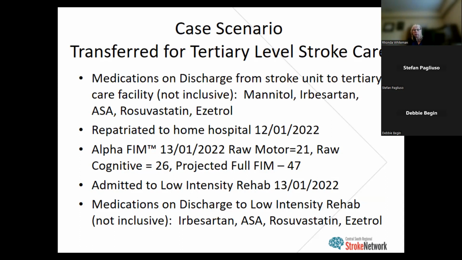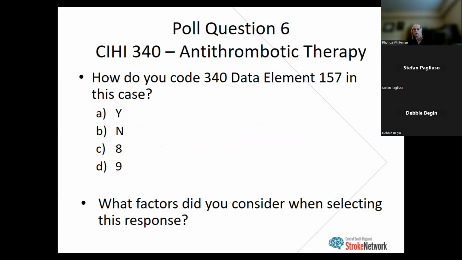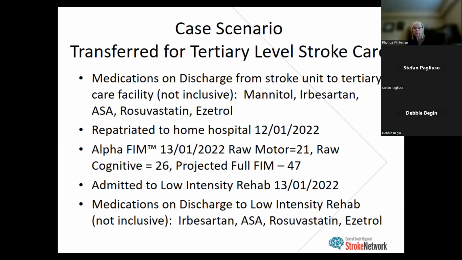I don't know if there's any follow-up questions with that. And then what we had looked at was how would we code antithrombotic therapy? Is it a yes, a no, an 8, or a 9? So I'll launch the poll, but then what I will do after I launch the poll is I'll go back to that slide for people.